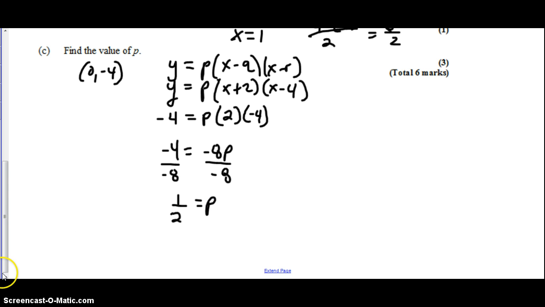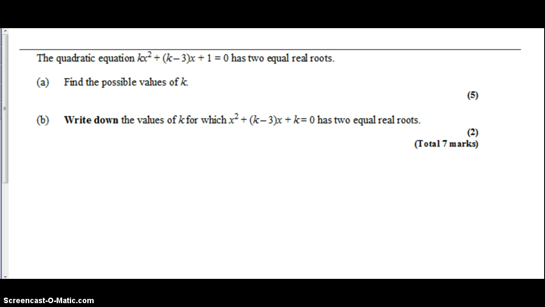Okay, let's look at another problem. This IB problem is asking us for the quadratic equation, the possible values of k again, and they tell us it has 2 equal roots. So here we have the quadratic equation kx squared plus (k minus 3) times x plus 1 equals 0, and there are 2 equal real roots.